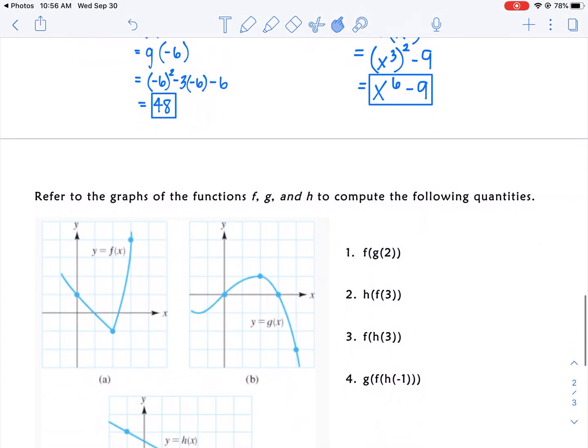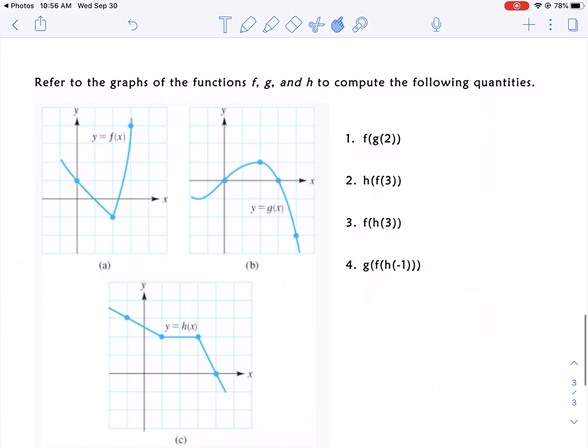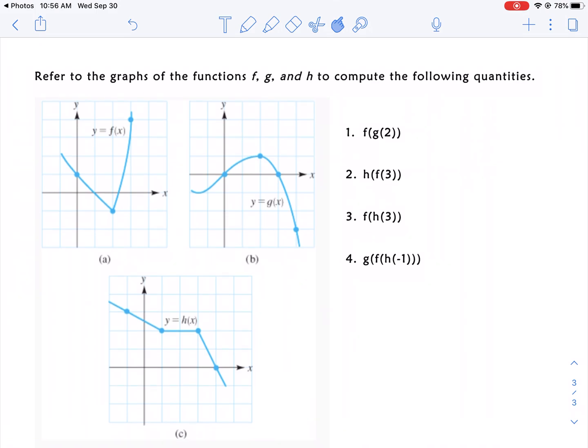Moving on to our last part, we're going to refer to graphs now. So instead of me giving you a function like 2x minus 1, I'm giving you a graph to look at. Look at inputs and outputs. We're going to start inside out. That's our motto. I'm going to start with g of 2.